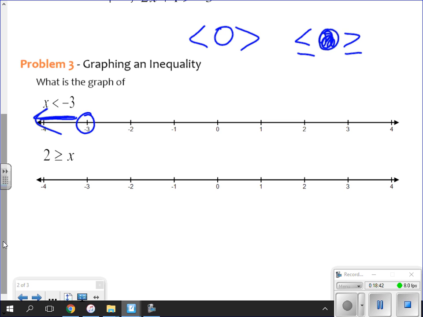So on the next one, open or closed? Closed. It's or equal to, so it's a solid dot. Then the next line, get a solid dot. On what number? 2. So I put a dot on 2.